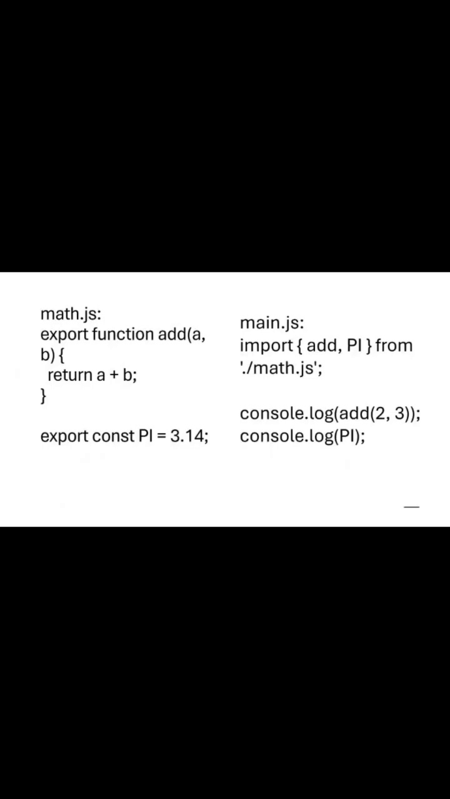math.js: export function add, we declare two variables a, b, return a + b, and we export const PI equals 3.14. main.js: import, and we end with the console.log.